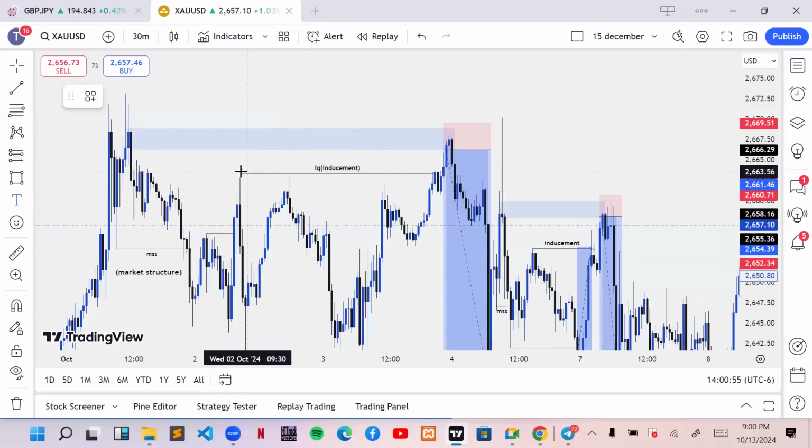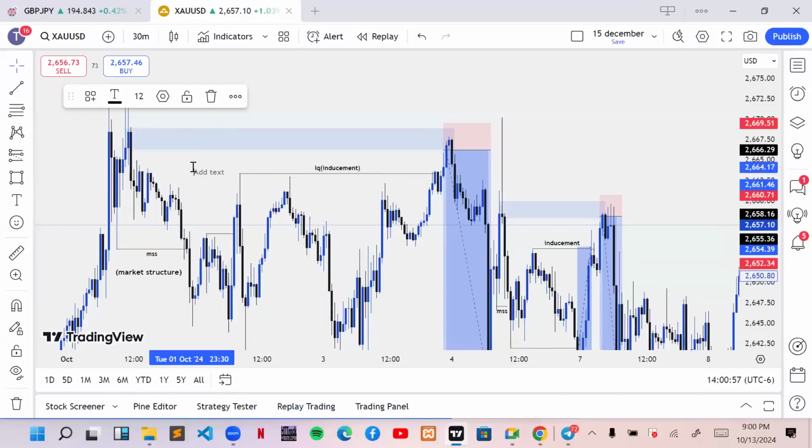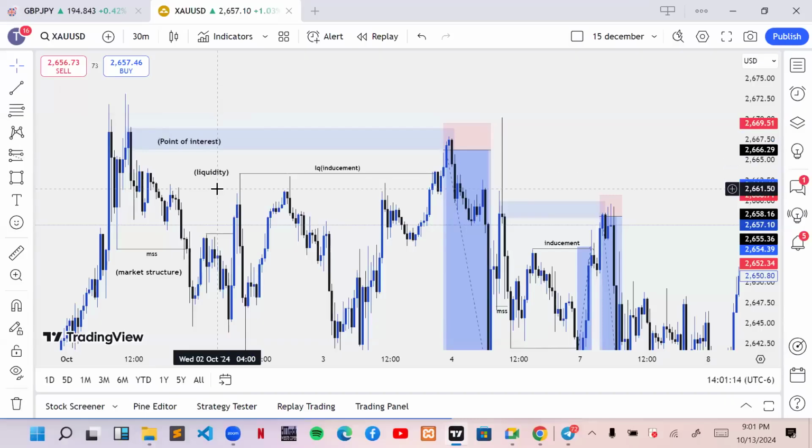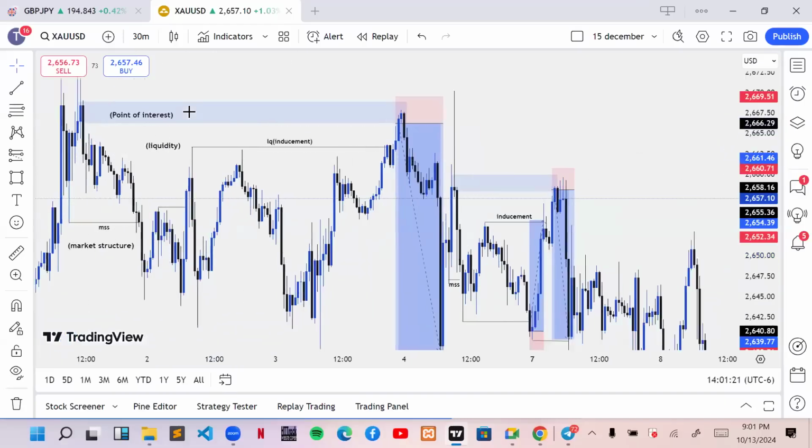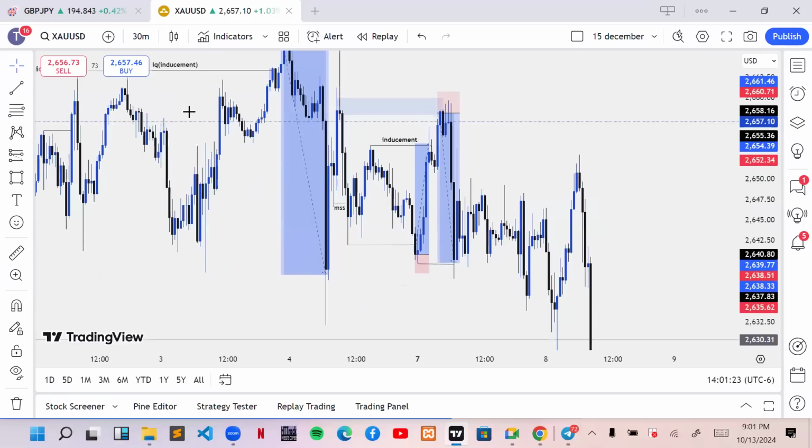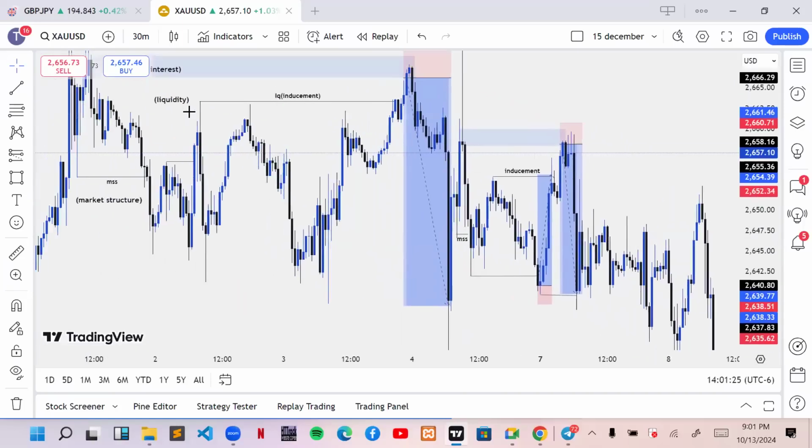This is liquidity, and then point of interest. We can see the three parts of this strategy: market structure, liquidity, point of interest. Just three things. Only three things I have to mark out on charts: market structure, liquidity, and point of interest.